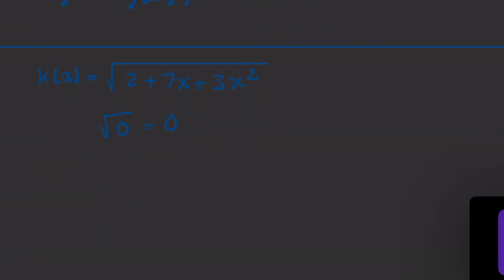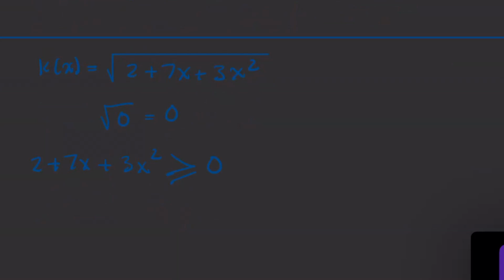So the domain of a square root is you take whatever is underneath the square root, which is right here, 2 plus 7x plus 3x squared, has to be greater than or equal to 0. It cannot be negative numbers. It has to be greater than or equal to 0. So now from here, whenever you're working with the square root and you're trying to find the domain, use the number line.